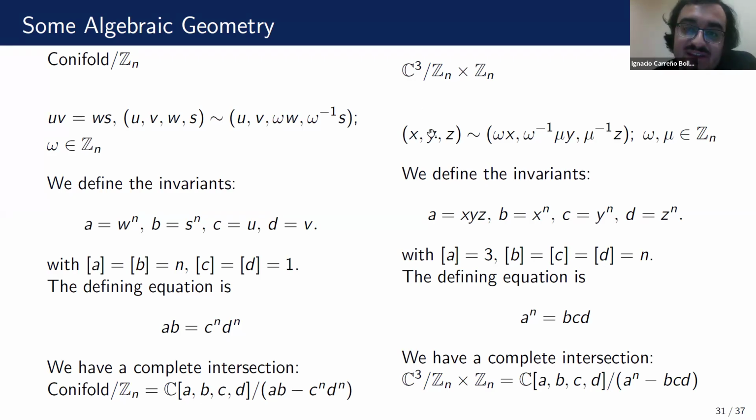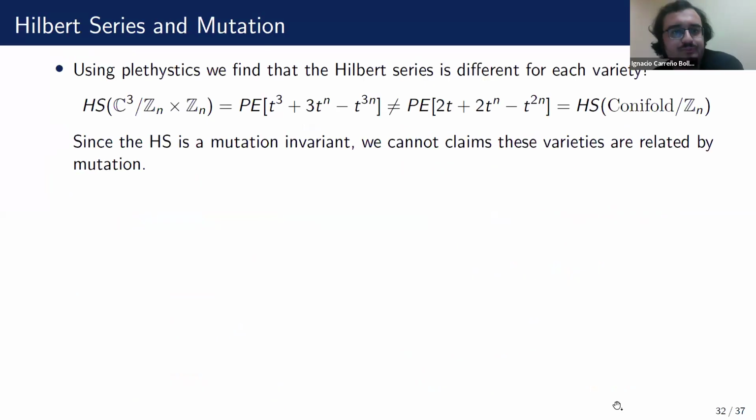Now we can do the same thing with C3. So for example, we have these 3 original coordinates and these 2 orbifold actions, and we define again the invariants that we see here, which if we give X, Y, Z the same scalings, have these following scalings. And now the defining equation for this variety is given by this. So we can rewrite this orbifold as a complete intersection given by this coordinate ring. Now, we can use plethystic information, knowing the dimensions of the scalings of the generators and the scalings of the zigzags between them, and compute the Hilbert series of each variety.